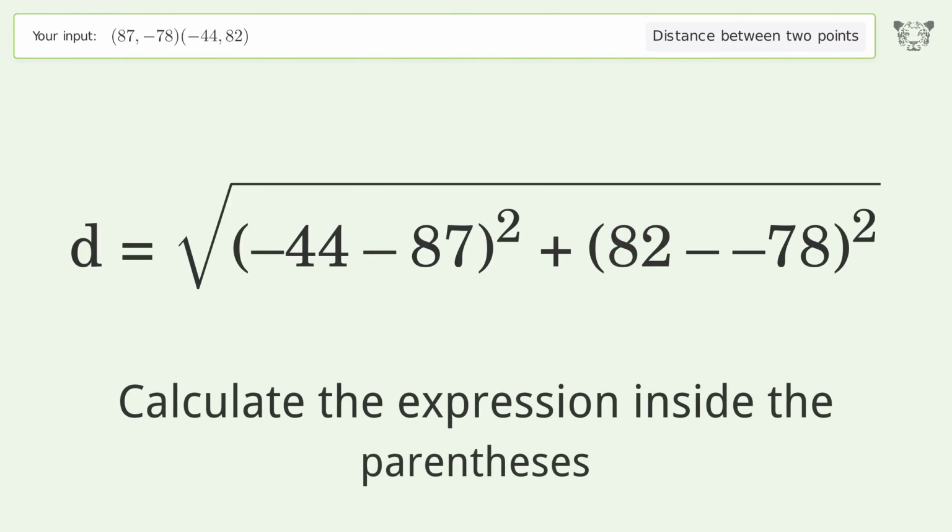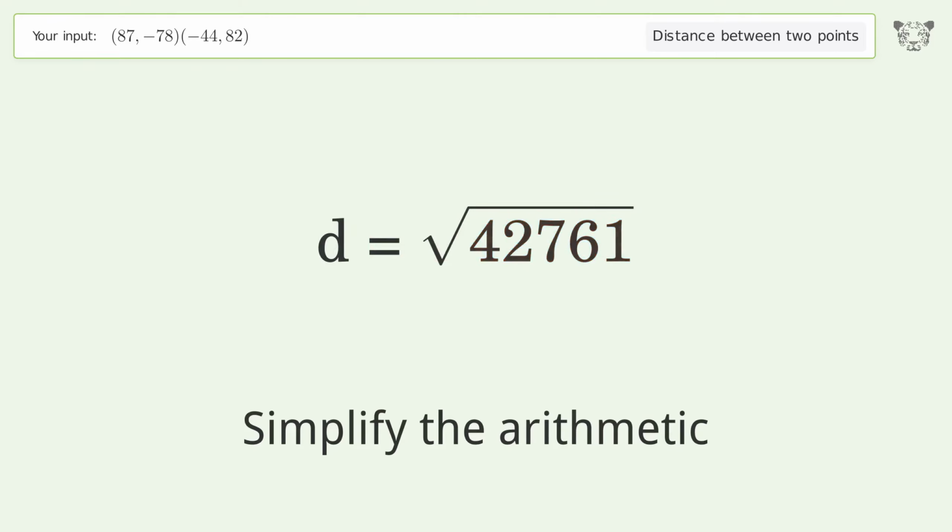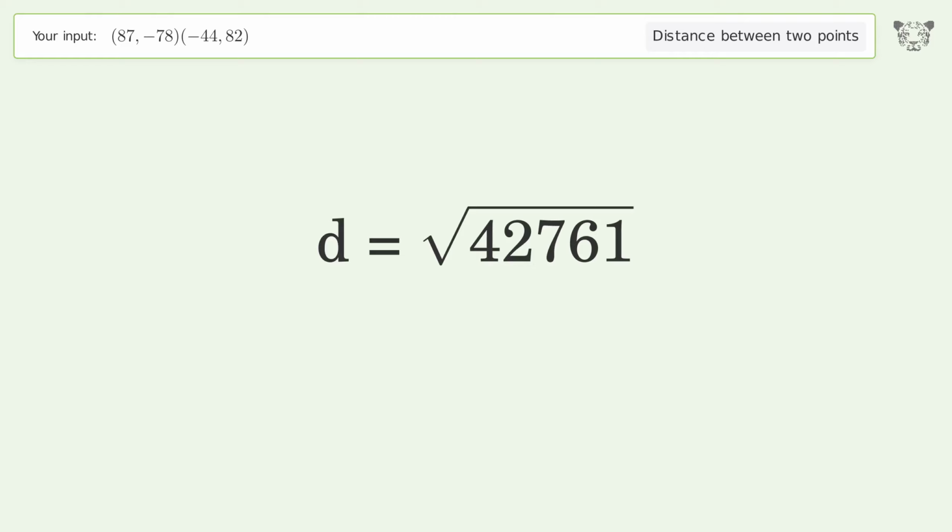Calculate the expression inside the parentheses. Simplify numbers raised to exponents. Simplify the arithmetic. And so the distance between the 2 points is the square root of 42,761, or 206.787.